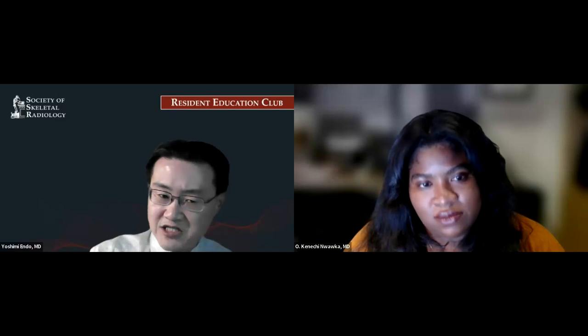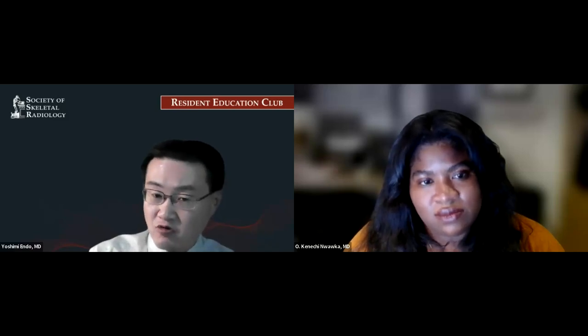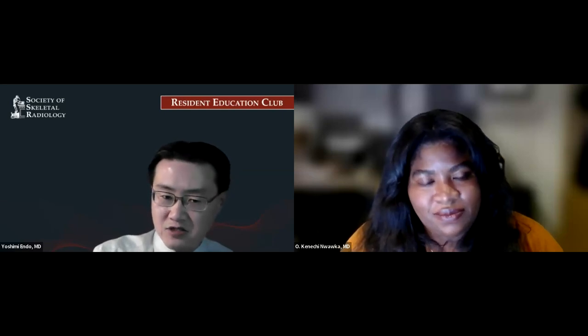Does a patient have a palmaris longus? Does it look robust enough that the surgeon can use it as a graft? Is the EIP intact? These are the types of dialogue that we have between the radiologists and the surgeons.